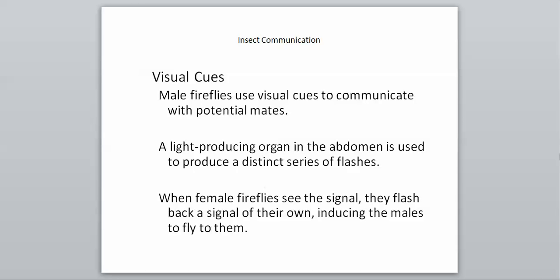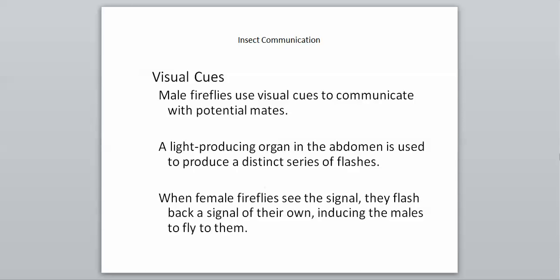So male fireflies will use visual cues to communicate with their potential mates. We've all seen this before in the summertime. They have a light-producing organ in the abdomen, and it's used to produce a distinct series of flashes. So what we just see as random flashes going on is actually a very controlled and designed response that they're using to try to attract a mate.